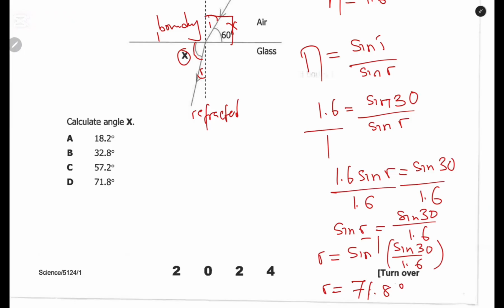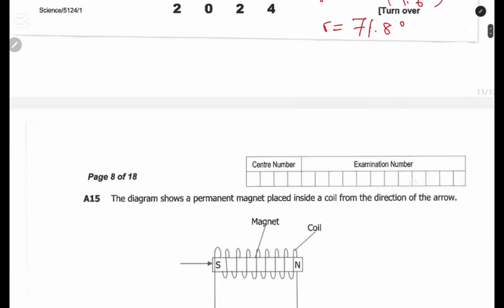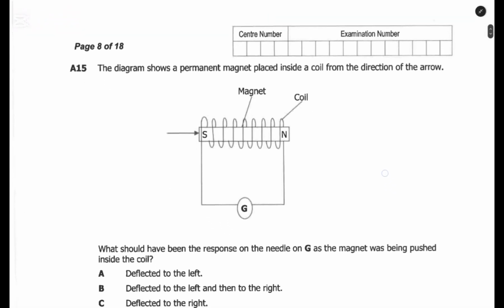Now what we are looking for is not the angle of refraction. So if we found this one to be 71.8 degrees, we need to subtract it from 90 for us to find this angle x here. Therefore 90 minus 71.8 gives us 18.2 degrees. So therefore the answer is A. All right, question 15.